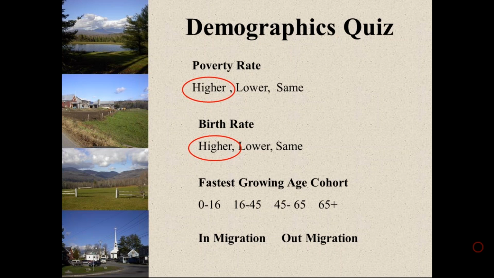The fastest growing age cohort in a rural area. 45 to 65. Anybody else? 65 plus. I'll do 0 to 16. Okay, so I heard 0 to 16, 45 to 65, and 65 plus. What's interesting is it's 65 plus and 0 to 16, because the working generation typically moves out of the rural community to find a job in the urban area. Makes sense.